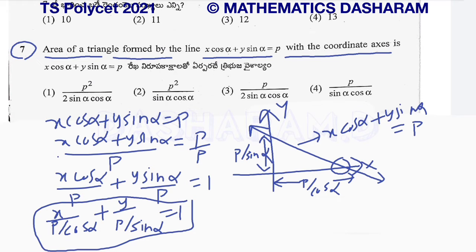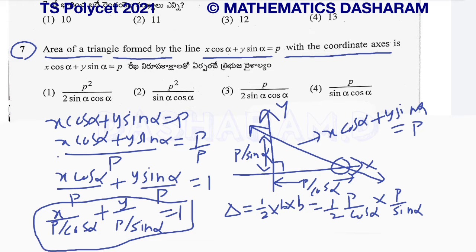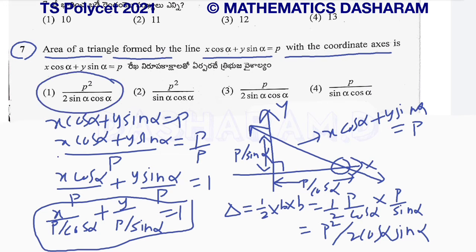So now the area of a triangle equals 1/2 into base into height. So it is a right angle triangle. So 1/2 into, so here what is the base? p by cos alpha is the base, p by sin alpha is the height. Then overall, p square divided by 2 cos alpha into sin alpha. So here option 1 is correct.